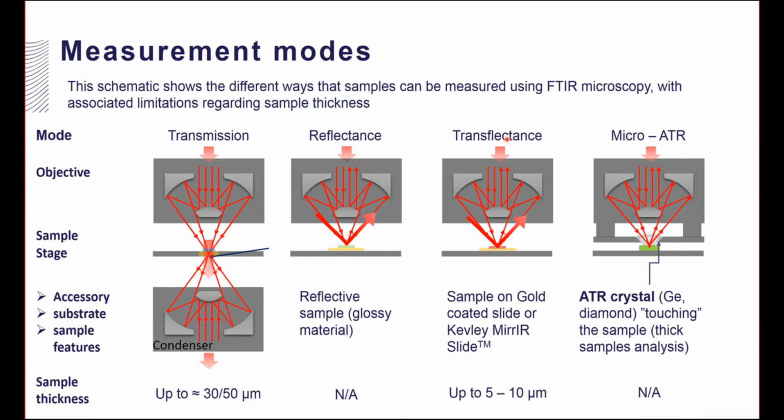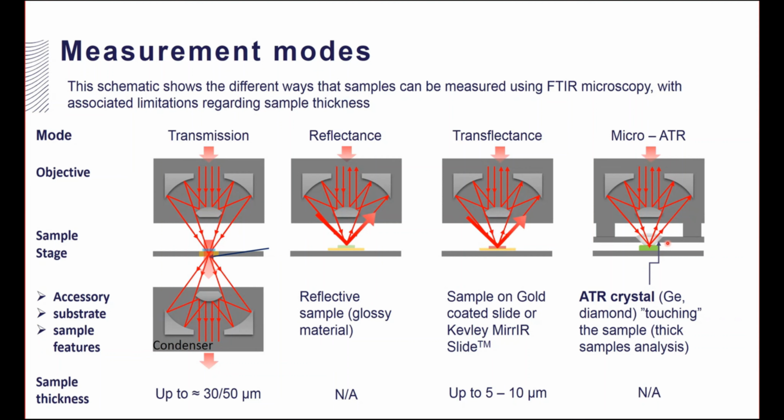We can also use an intermediate way, which is called transflectance, where the infrared beam passes through a very thin sample, say 5 to 10 microns, and then is reflected by a substrate placed below the sample, which is typically a gold-coated slide or an infrared reflective slide.